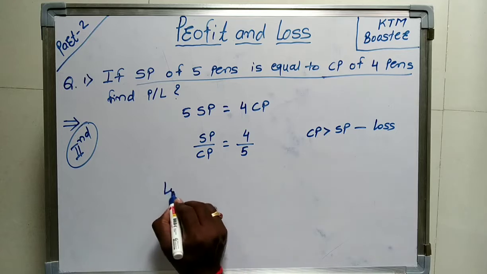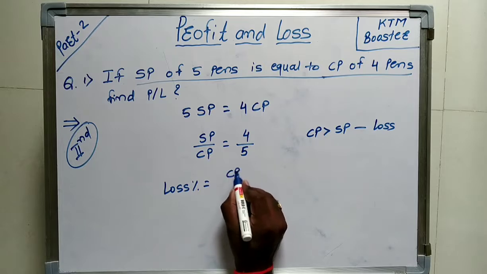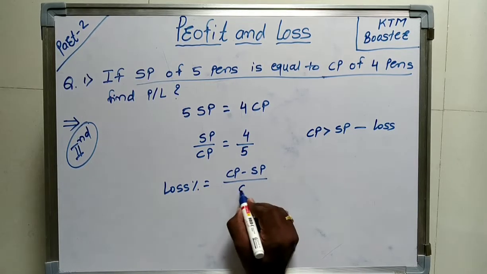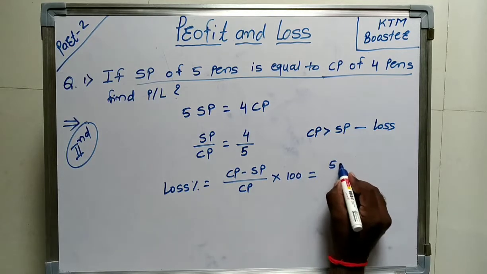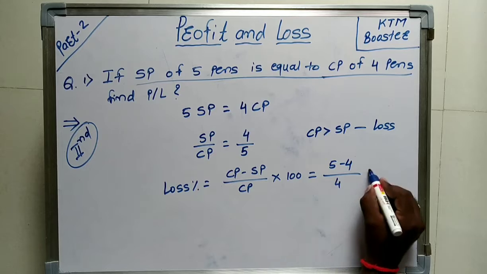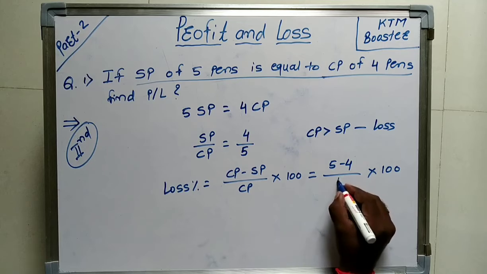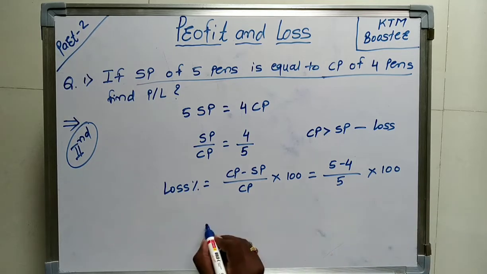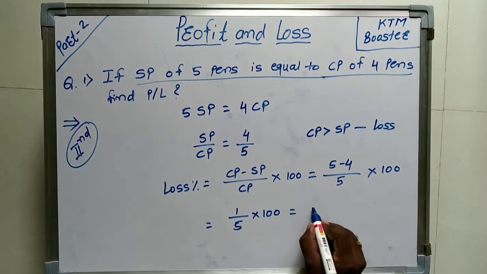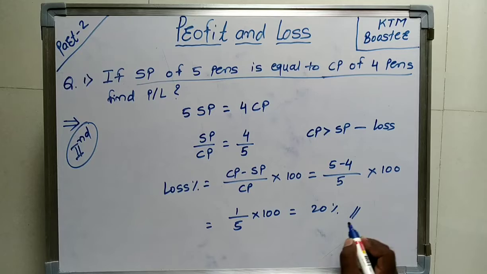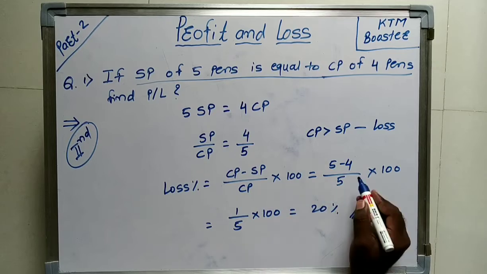So we can calculate loss percent using the formula CP minus SP upon CP multiplied by 100. CP is 5, SP is 4, so 5 minus 4 upon 5, sorry, CP over here is 5, multiplied by 100. So you can write 1 by 5 multiplied by 100, equal to 20%. The answer will be the same. You can use either the first method or the second method to calculate the answer.